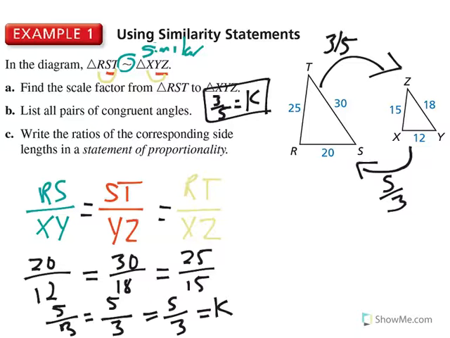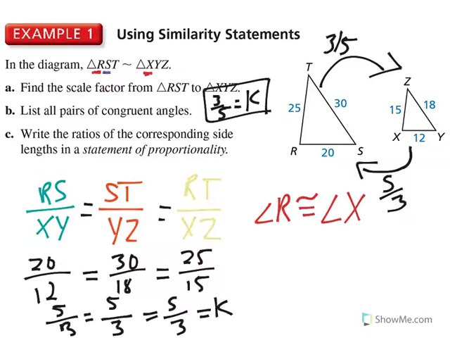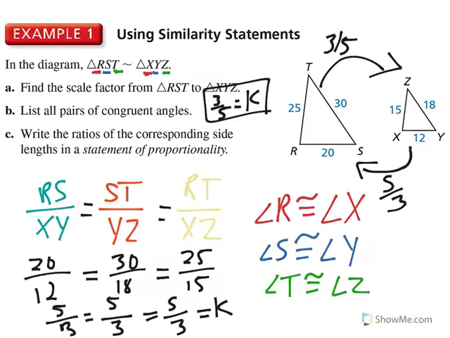My second one, B, tells us to list all pairs of congruent angles. So we need to list all the ones that are the same. We go back to our original statement. Corresponding parts are in the same exact position. My first letter is R in the first position, and so is X. So angle R would be congruent with angle X. In the second position, angle S would be congruent with angle Y. And in my last position, angle T would be congruent with angle Z. These are in the same position in order to make your congruency statements.